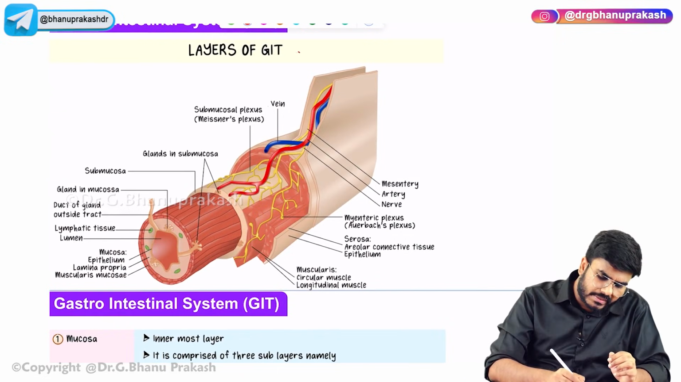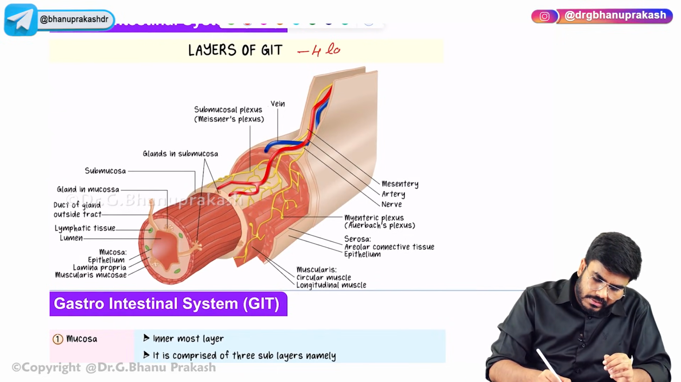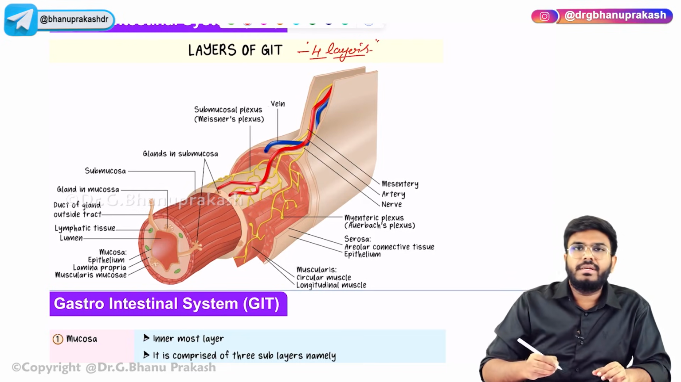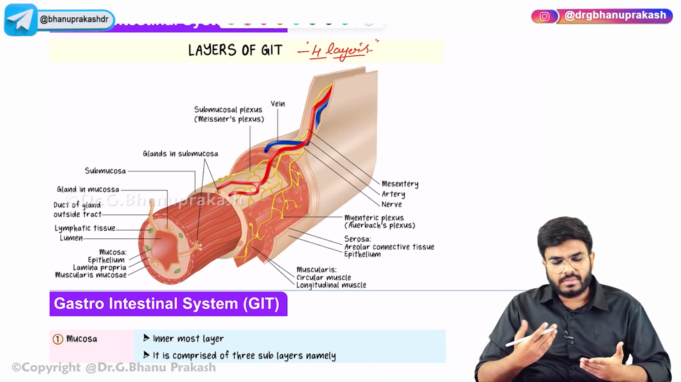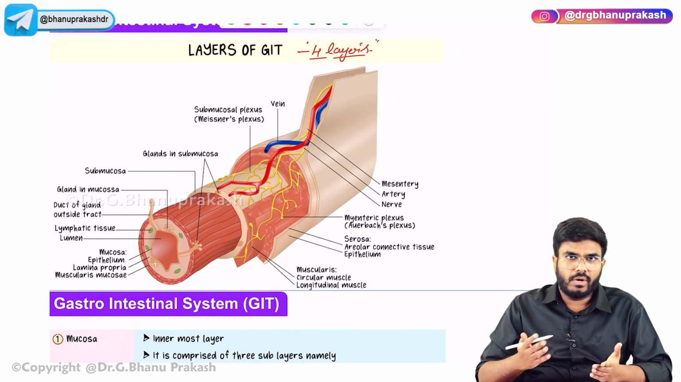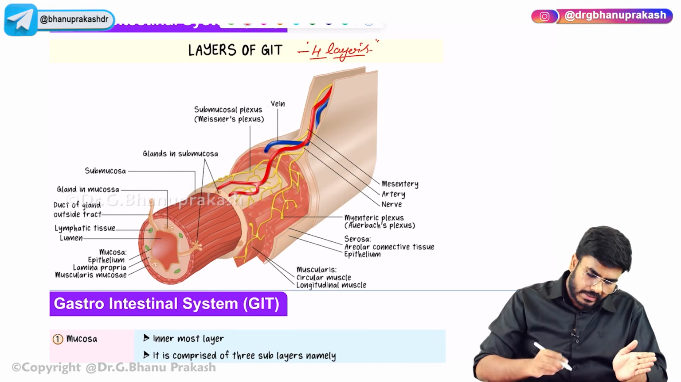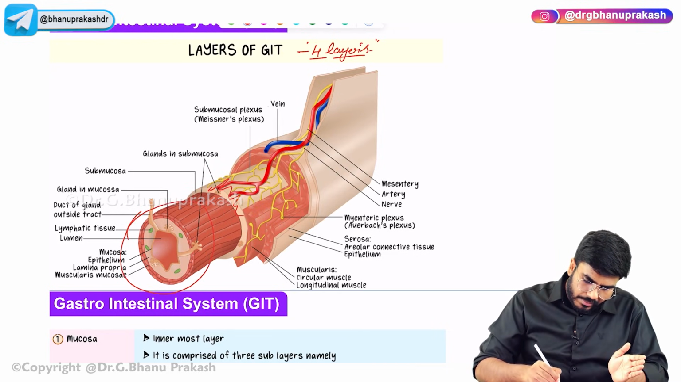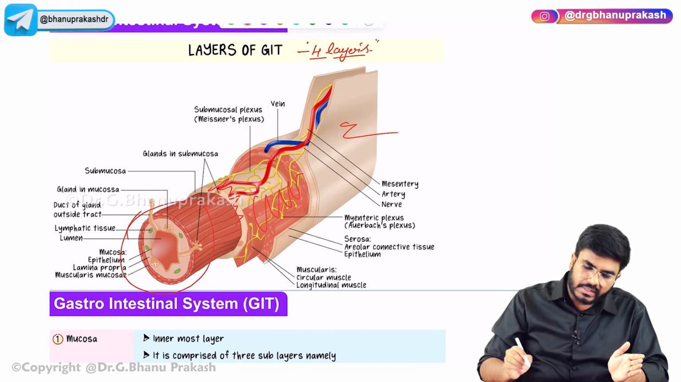You already know it. How many layers are there? There are 4 layers in the GIT. What are they? From inside there is mucosa, submucosa, muscularis and serosa. Starting from inside there is a mucosa, a submucosa, a muscularis layer and a serosa layer.